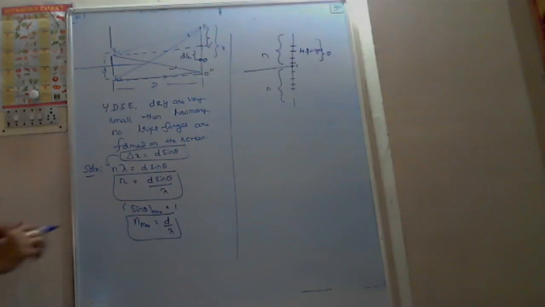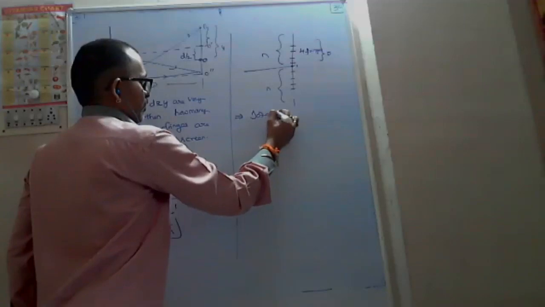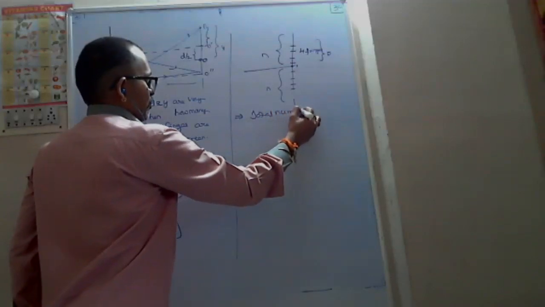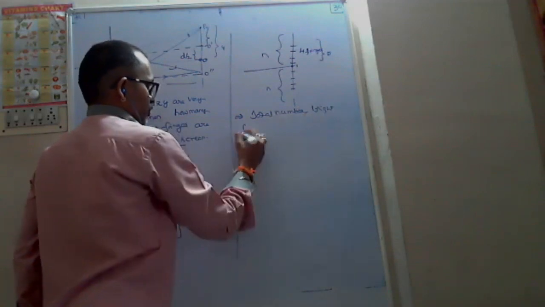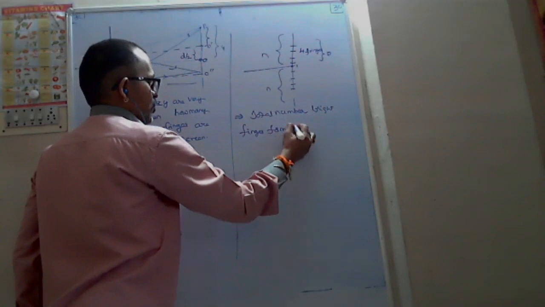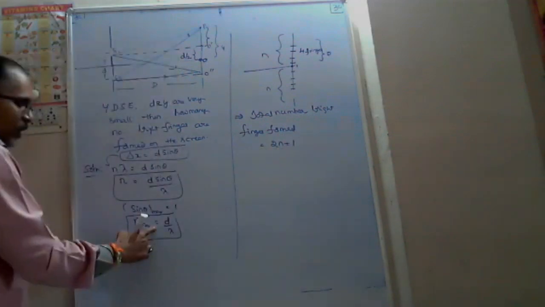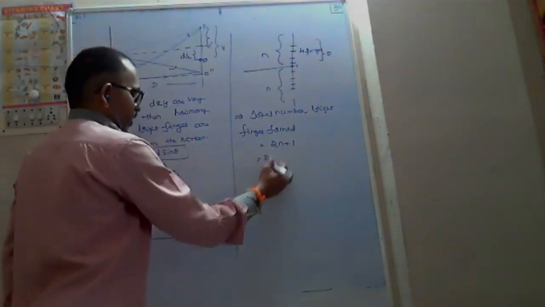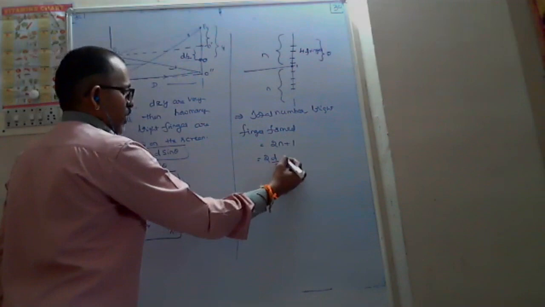Understood? Implies the total number of bright fringes formed on the screen equals 2n plus 1. So the answer will be 2n plus 1, where we found n as d by lambda, that is 2d by lambda plus 1.